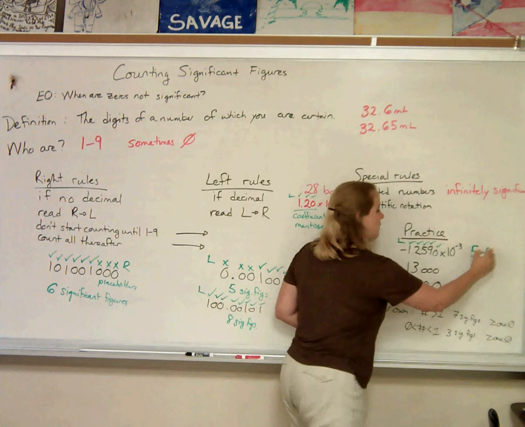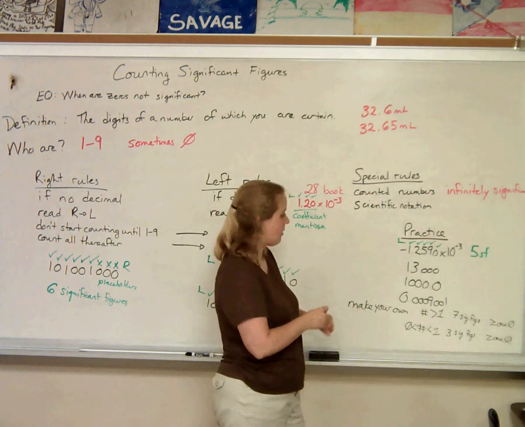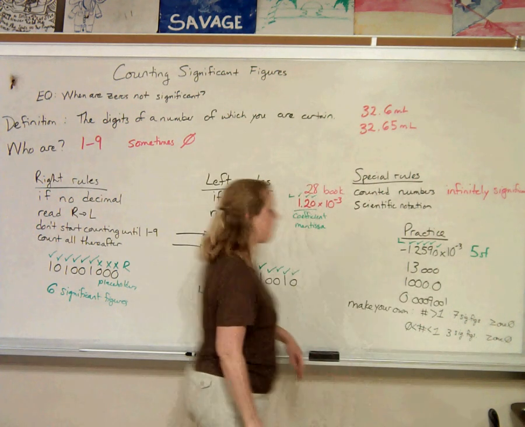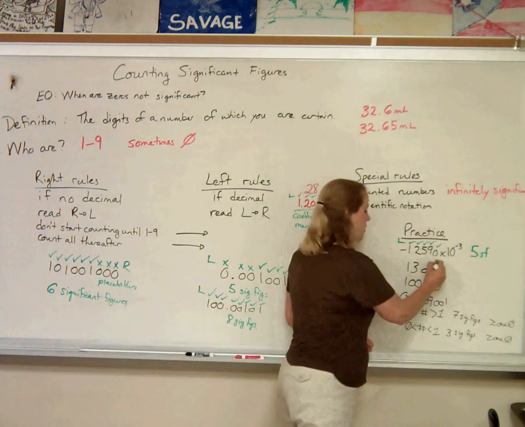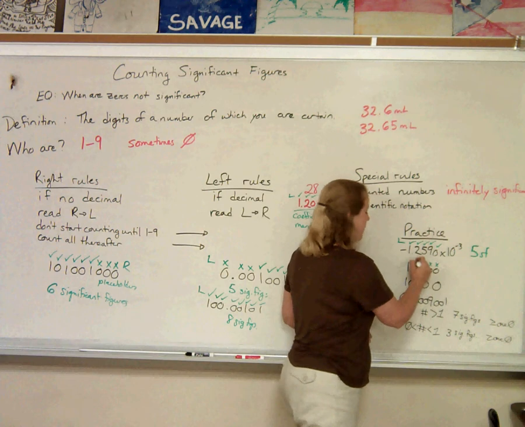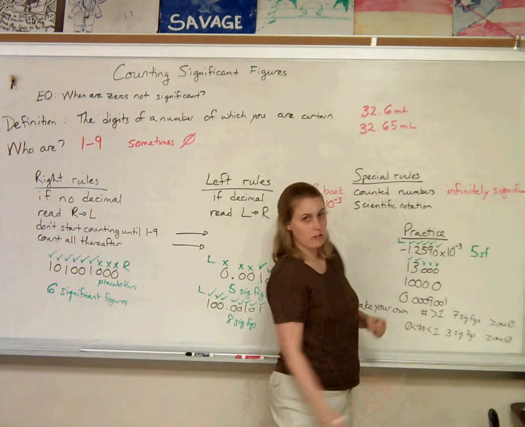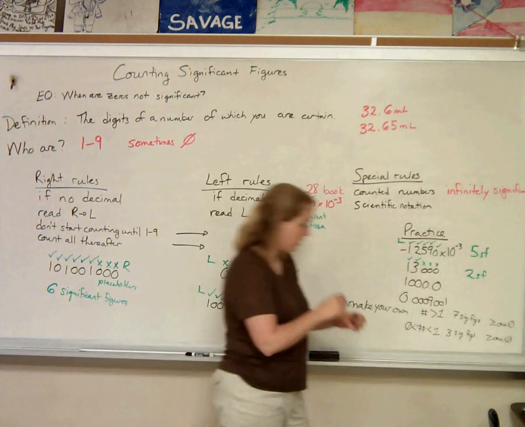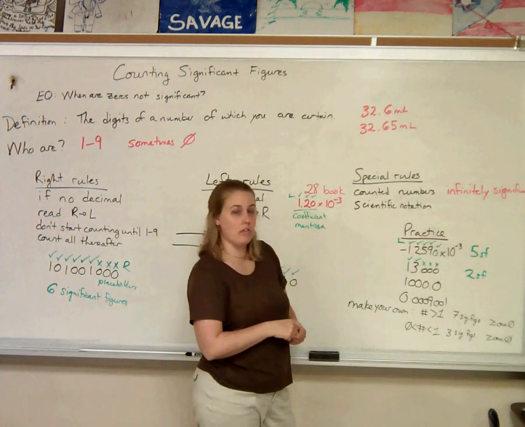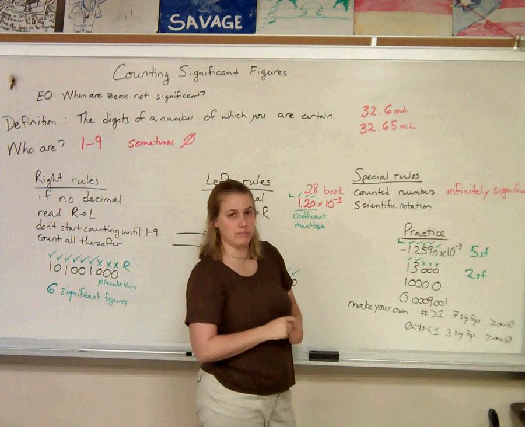Sig figs. Next number, no decimal. Therefore, we're going to read it from the right. Starting here. No, no, no, yes, yes. There's only 2 significant figures in this number. Okay? Try the next one on your own. I'll give you 2 seconds, and then I'll tell you the answer.